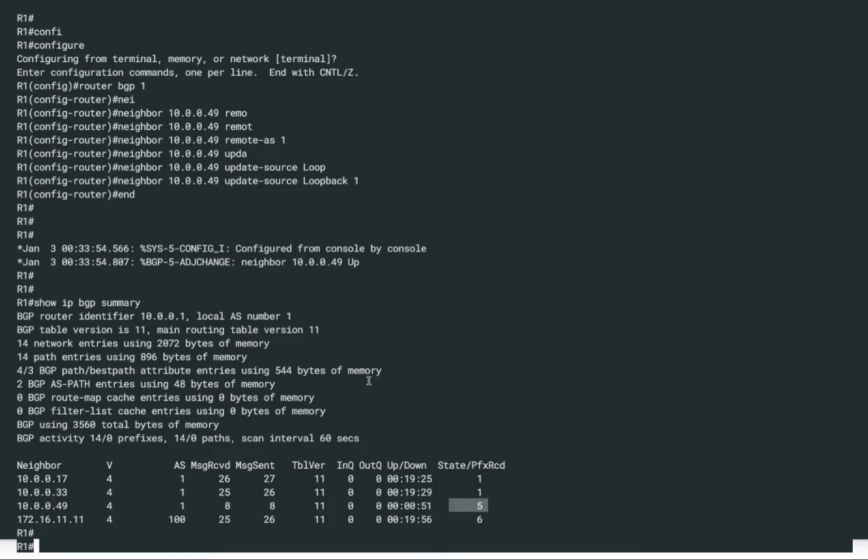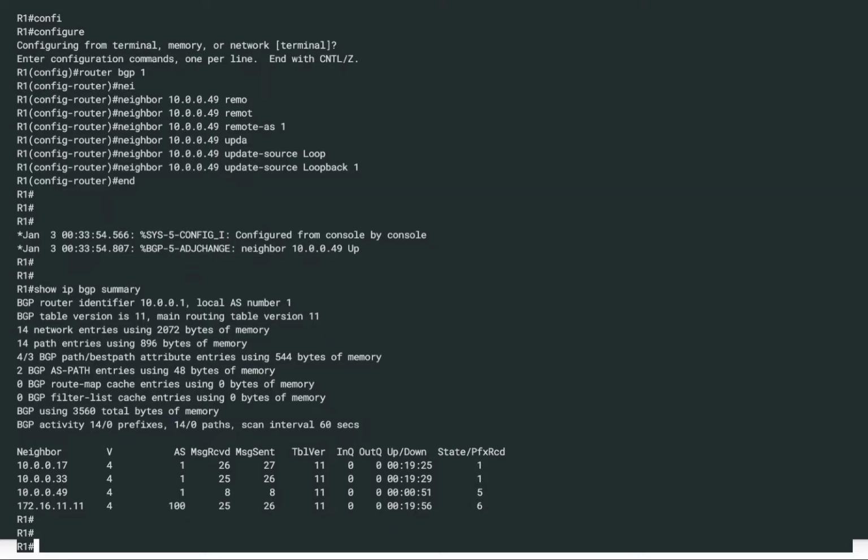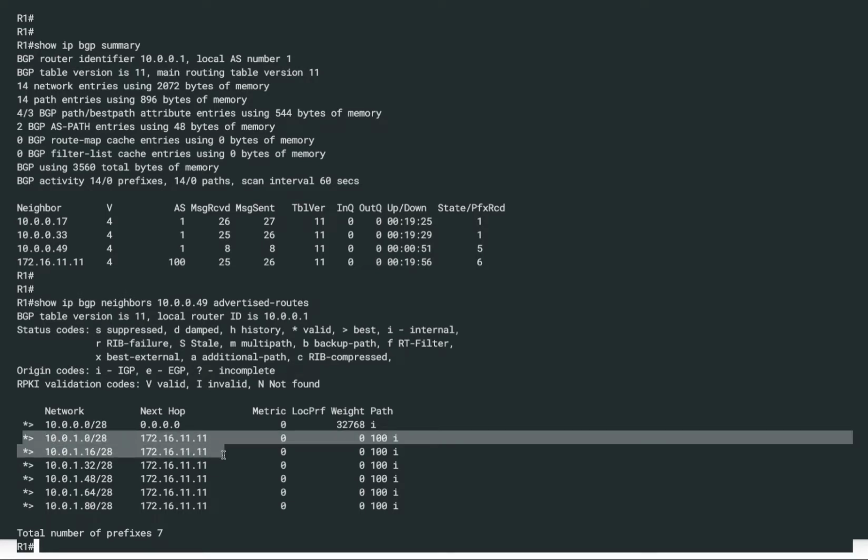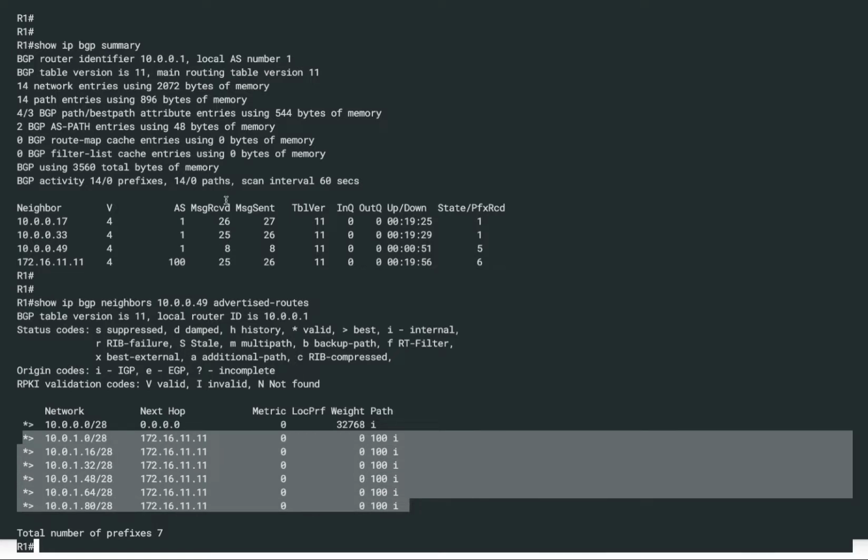These are the number of prefixes sent and received. At this stage, we can take a look at what routes R1 is advertising towards router R4. So let's take a look at 49. And now we can see, magically, that all of these prefixes that we are receiving from our AS100 are also being advertised towards router R4. So all these external prefixes that we are receiving from this external BGP peer are now also sent to the internal peer.